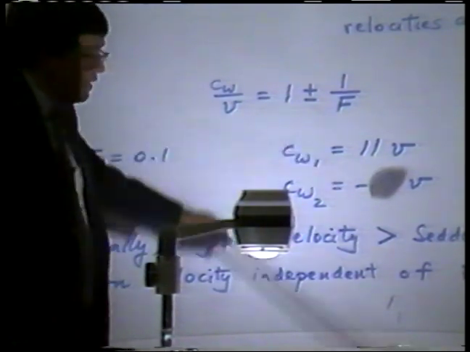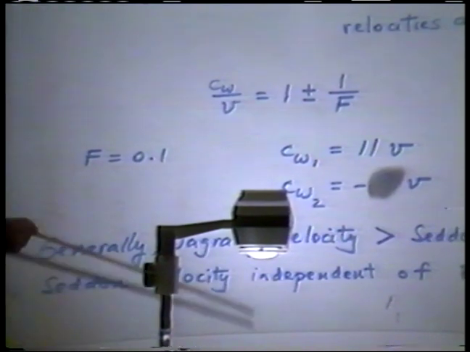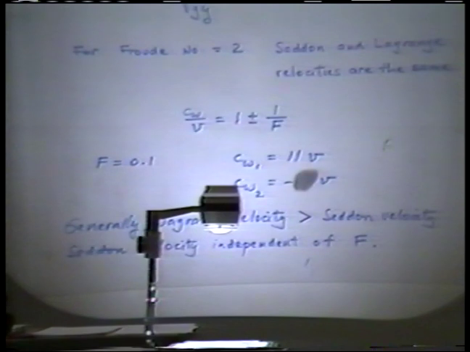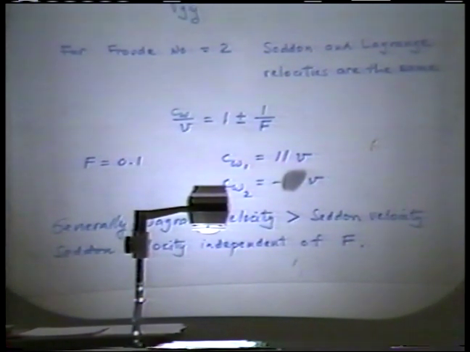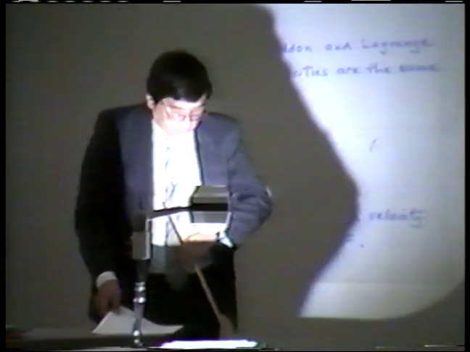That has been erased, but I believe you have it right in your notes. Minus 9 times the velocity. So we conclude that generally, for the Froude numbers that we care to deal with in practice, the Lagrange velocity, which is the velocity of the small waves, is much greater than the Seddon velocity. It is also dependent on the Froude number, while the Seddon velocity is independent, at least in this type of formulation, of the Froude number.